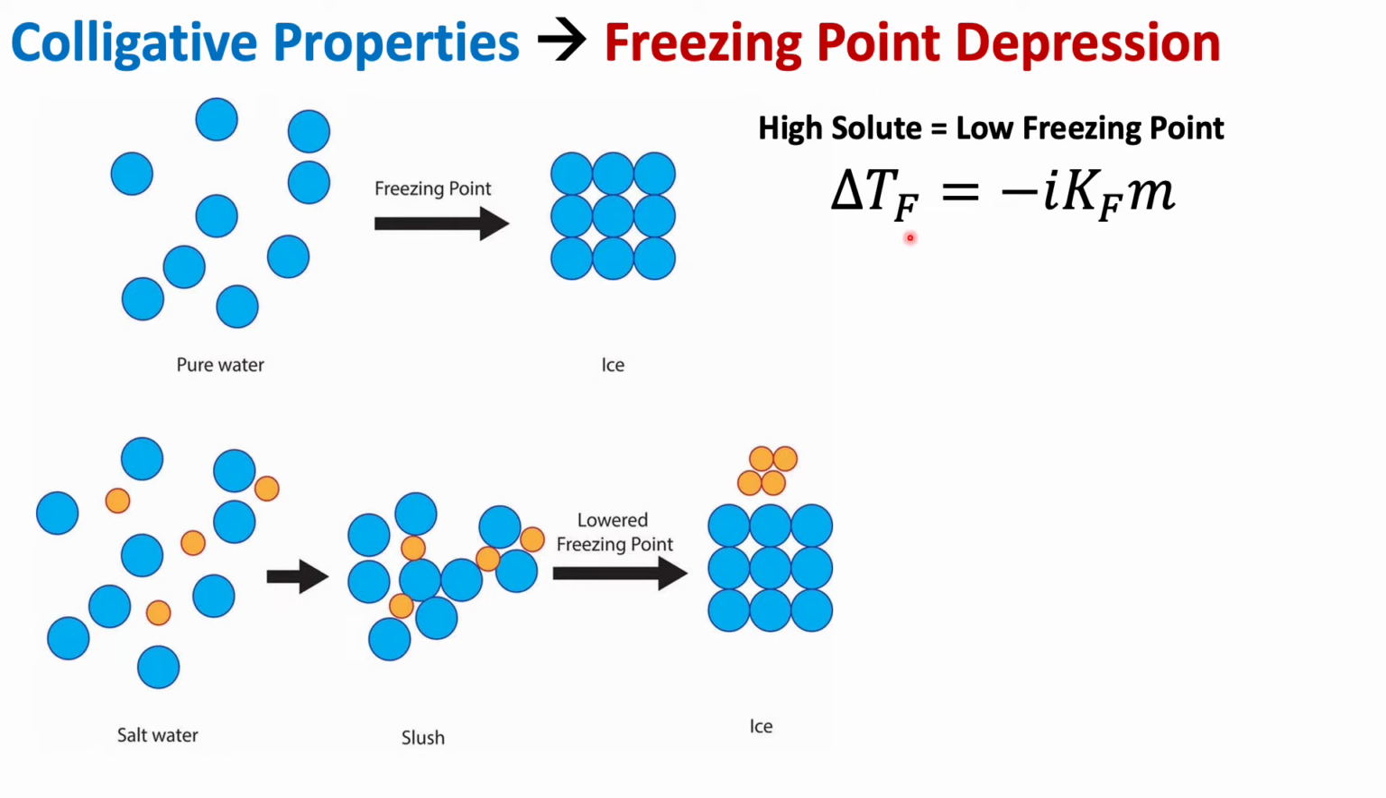This is the change in the final temperature, and we have the Van 't Hoff factor. We have this K constant, and that K constant is going to be different depending on which solvent we are talking about. And then lastly, we have the molality, and remember that molality is different from molarity in the sense that molality is moles divided by a kilogram of solvent, whereas molarity is moles divided by the liters.